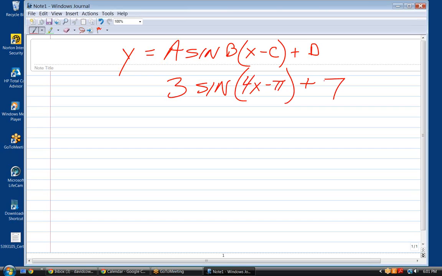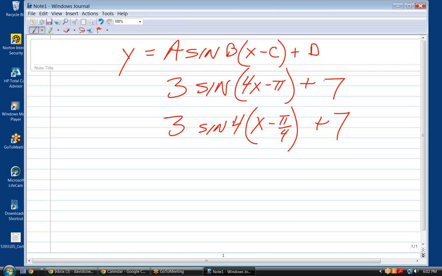notice that the B is inside the parentheses. What that means is that that's no longer the phase shift. You have to factor that 4 out so that it reads like this. If I divide everything in there by 4, I'm left with x minus pi over 4. Now, pi over 4 is the phase shift because B is outside the parentheses. Okay? So that's the biggest thing you need to be careful with.